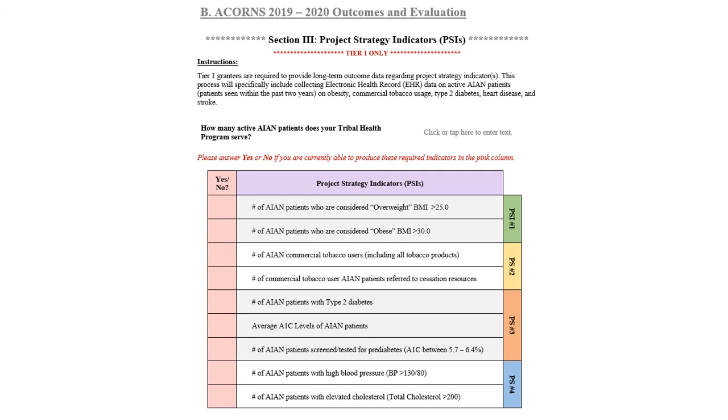Please complete this form in its entirety, and feel free to contact us if you have any questions. Thank you very much, and that concludes Form B, the Outcomes and Evaluation portion of your ACORNS 2019-2020 application.